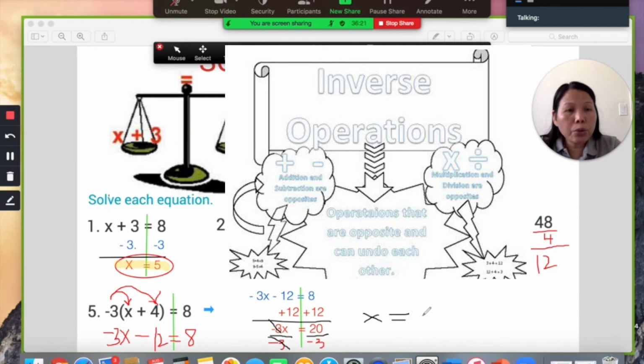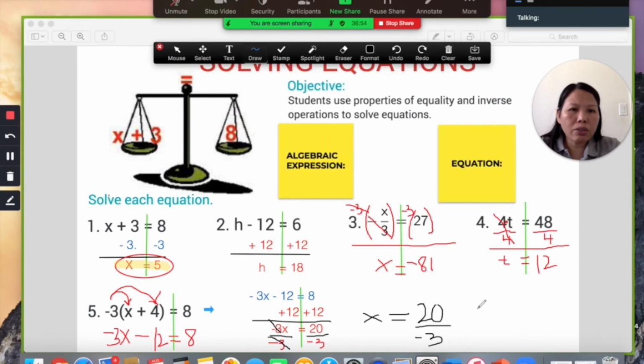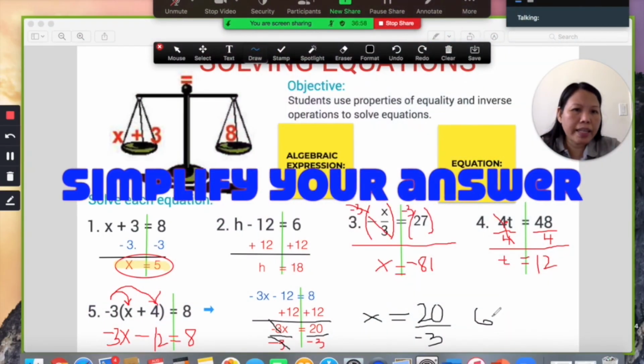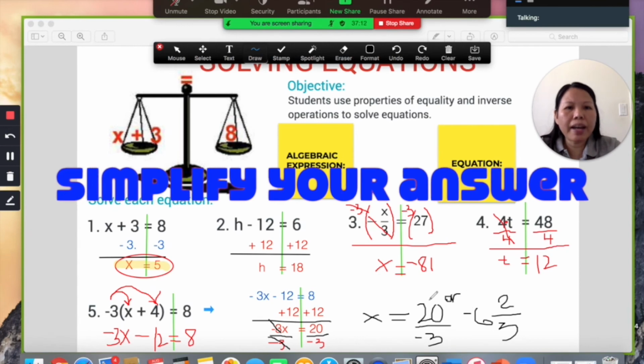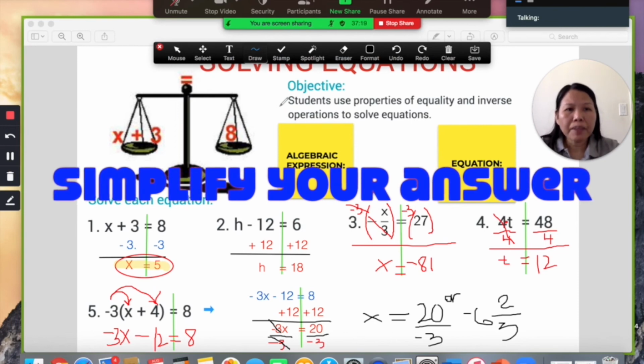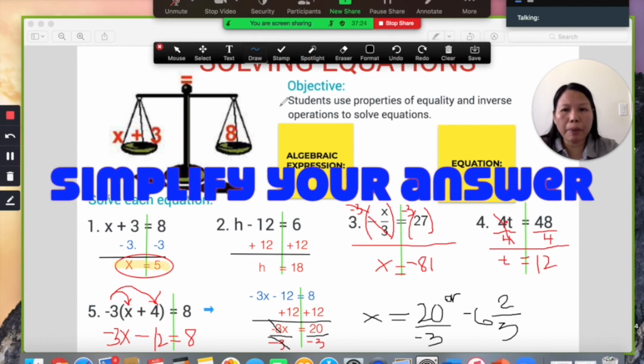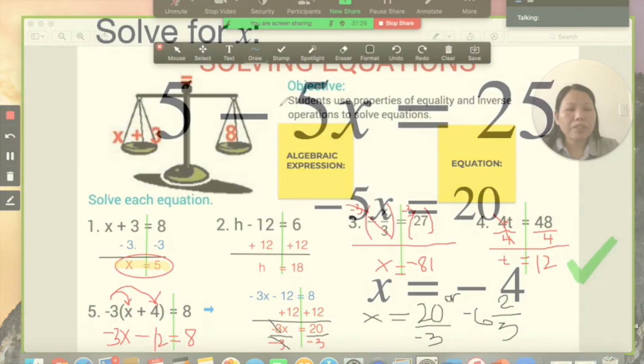Negative 3 going into 20, 20 over negative 3. Or we can change it into a mixed number, and that would be 3 dividing into 20. 6 times 3 is 18. We have 2 left. And it's always over the same denominator. The mixed number, if we change it, is another form that you can have for answers. We change the improper fraction into a mixed number, and those are the two answer forms that you might expect for this problem number 5: 20 over negative 3 or negative 6 2/3.